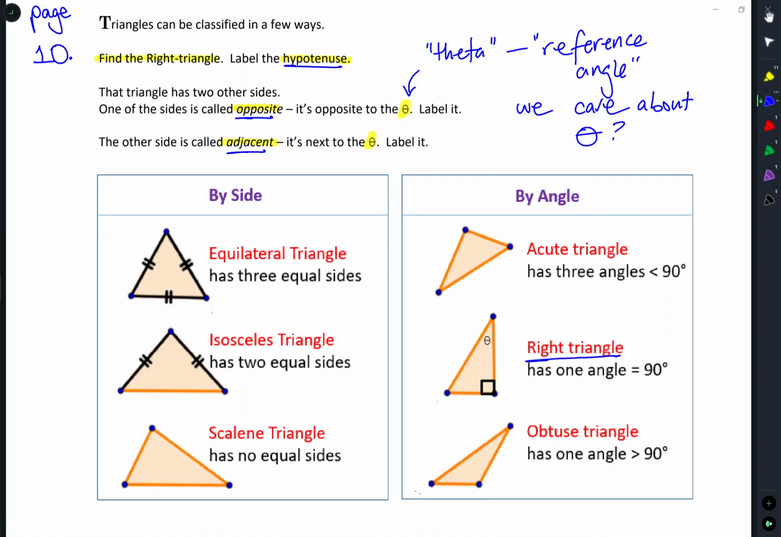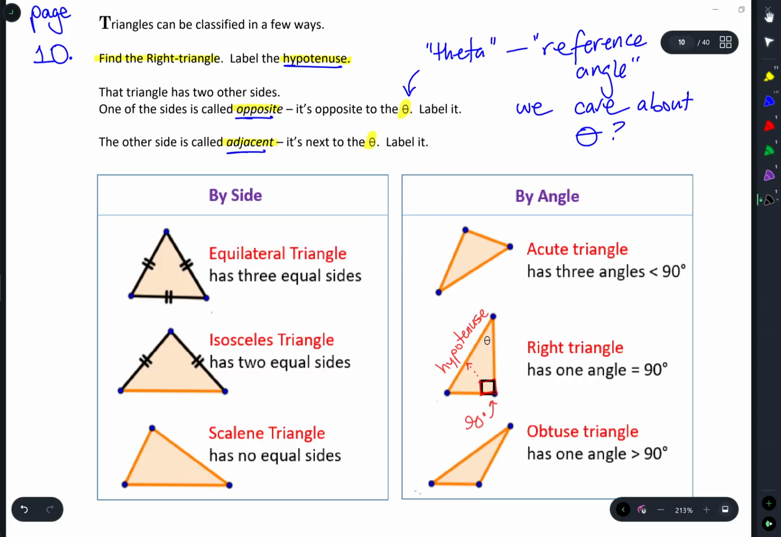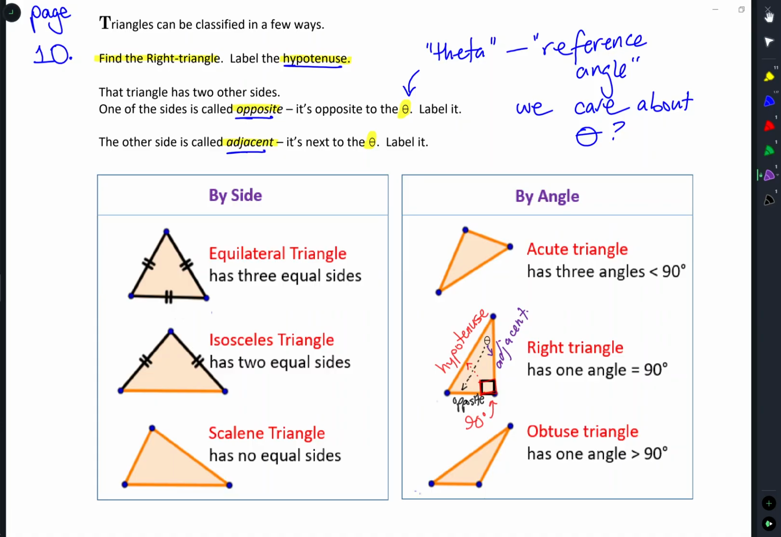So, of course, here's the right triangle. What we want to look for is that 90-degree angle symbol. We want to remember that that little square tells us it's 90, and opposite to the right angle is the hypotenuse, which is the longest side of any triangle. Next up, the reference angle, and that's going to make this side the opposite. Maybe you remember that, maybe you don't, not to worry. And then we've got one other side of a triangle, and that's the side that's next to theta, and that side we call the adjacent side. And adjacent is just a word for next to.